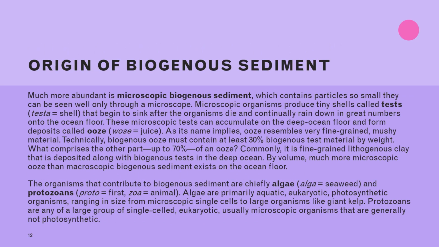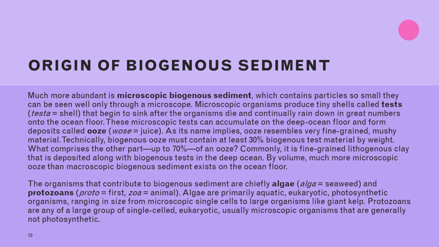So, much more about the microscopic biogenous sediment. These are much more abundant, containing particles so small that they can be well seen only through a microscope. Microscopic organisms produce tiny shells called tests. Test comes from the word testa, which translates to shell, and they begin to sink after the organisms die and continually rain down in great numbers onto the ocean floor. These microscopic tests can accumulate on the deep ocean floor and form deposits called ooze. Ooze comes from a word woos, which translates to juice.